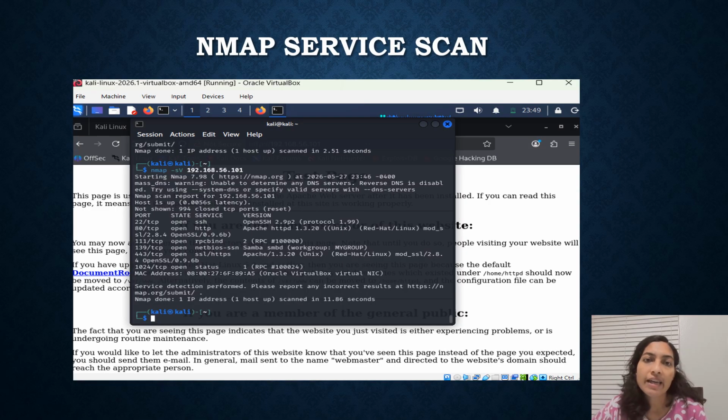From the result, I can see that port 22 is open, and this time Nmap actually provides the version details. It shows OpenSSH 2.9p2 using protocol 1.99. That is important because older versions of OpenSSH and older protocol levels often have known weaknesses. This was exactly the kind of detail we want to capture during the enumeration.